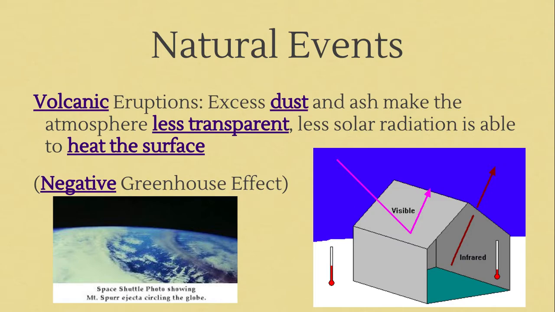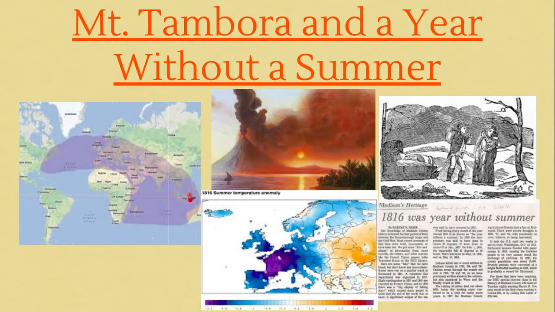If the atmosphere is less transparent, light can't get through, which means the surface is not heated. So less solar radiation is able to heat the surface. And we call that a negative greenhouse effect. A negative greenhouse effect. So normally we think greenhouses are warm. A negative greenhouse effect means it gets colder. So volcanic eruptions actually make global climate cooler on average. So let's take a look at an example.